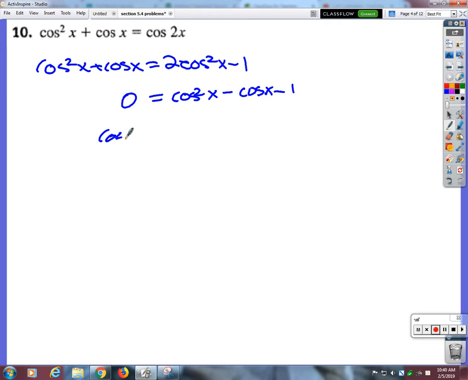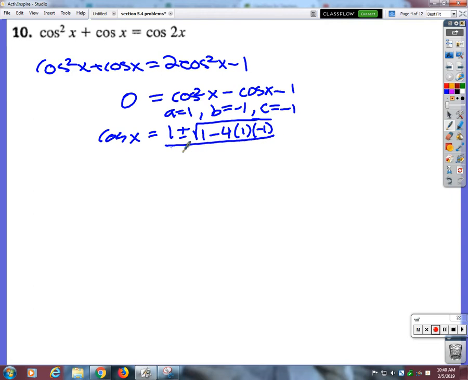So in this case a is 1, b is negative 1, and c is negative 1. Opposite of b is 1, plus or minus the square root of b squared minus 4 times a times c, all divided by 2a. I don't like this one bit, because we're going to get a square root of 5 in there. Well, that's what cosine of x equals. I need to figure out what x equals, and that's not on a circle chart anywhere.